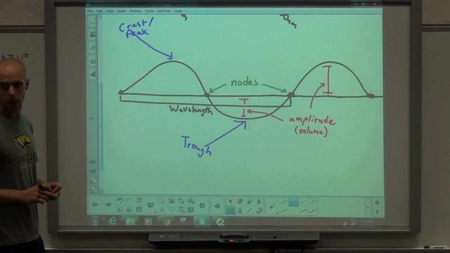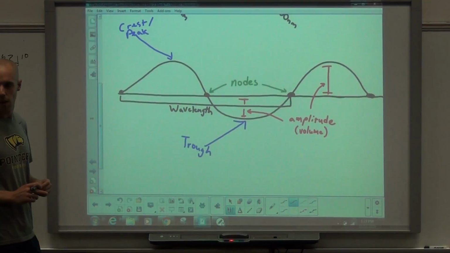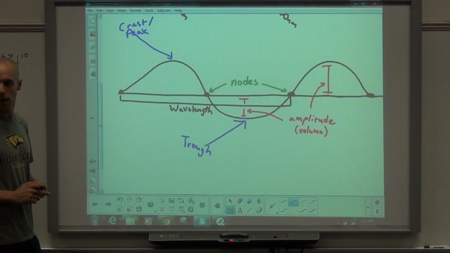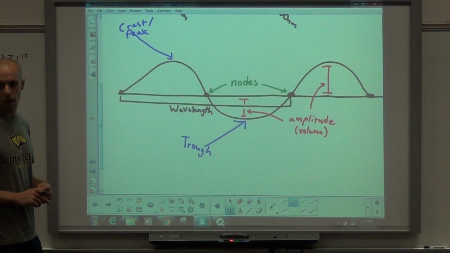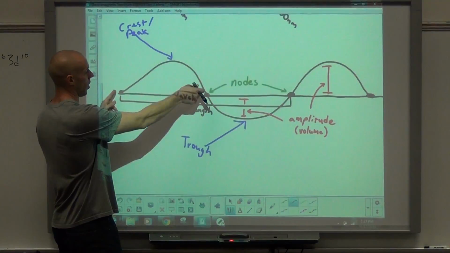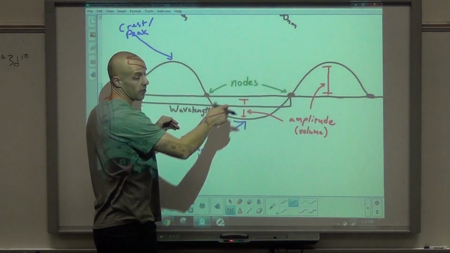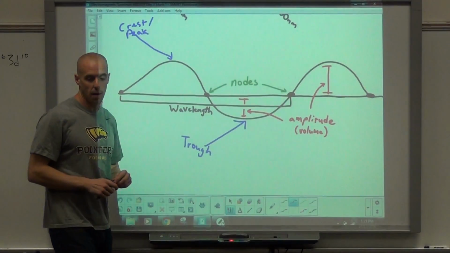Wait, I have a question. Yes. So the wavelength is like 3 there and not just 2? I only counted from the beginning to the second dot. Yeah, if you did the beginning to the second node, it would only be one crest. It's a crest and a trough together. Okay? It has to be one full crest and one full trough. That makes up one wavelength.